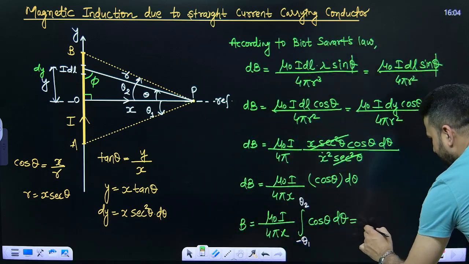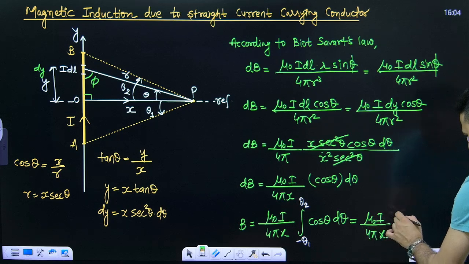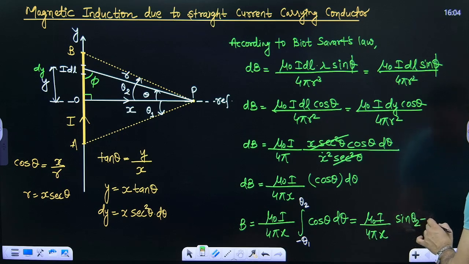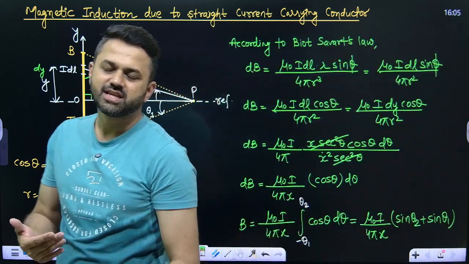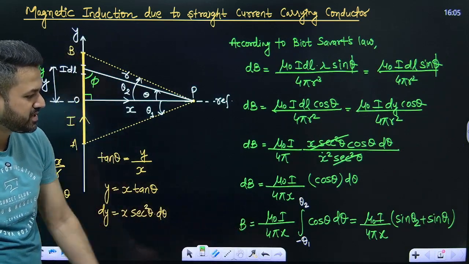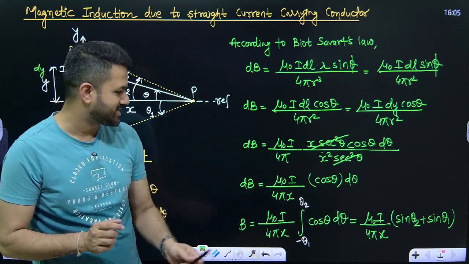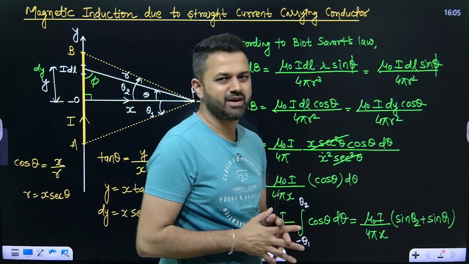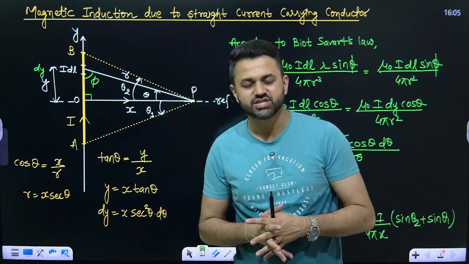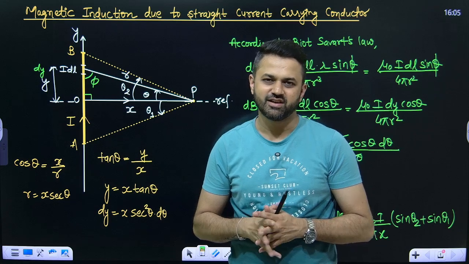So now here we will get mu naught I upon 4 pi x, and the integration is sine theta 2 minus of minus theta 1, right? Because this is the lower limit, sine of minus theta 1 becomes minus sine theta 1, so this will become plus. So this will be our answer: mu naught I upon 4 pi x times sine theta 2 plus sine theta 1. So this is it from my side today in this discussion for the magnetic field due to a straight wire at any point.